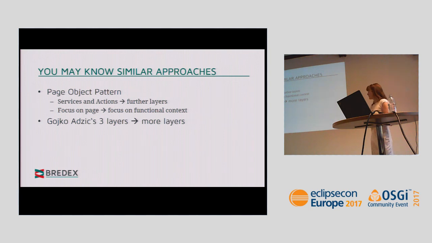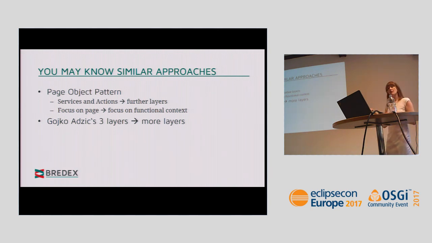The other difference is that the page object pattern really focuses on the page of a website, whereas we prefer to focus on an actual functional context. The context might go over two pages, or it might be on part of a page. So the page isn't necessarily the logical unit.